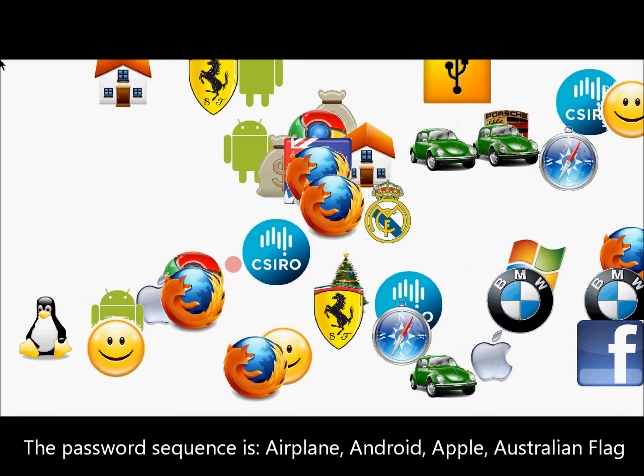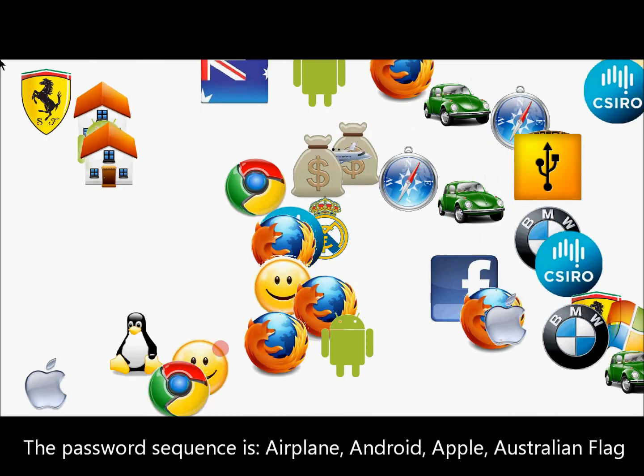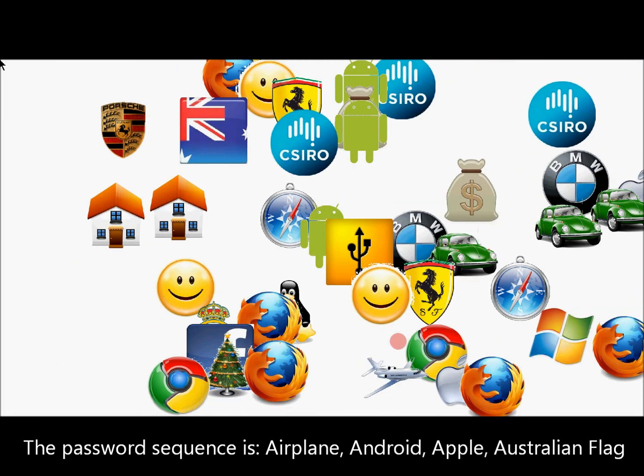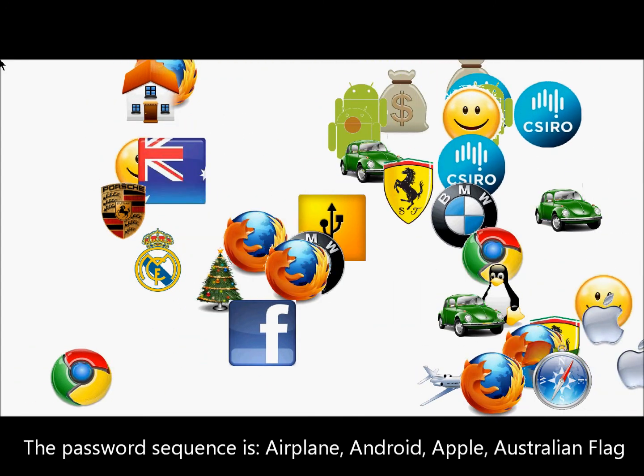The object track password consists of the user tracking a predefined sequence of randomly moving objects on the screen using smooth pursuit gaze movements.